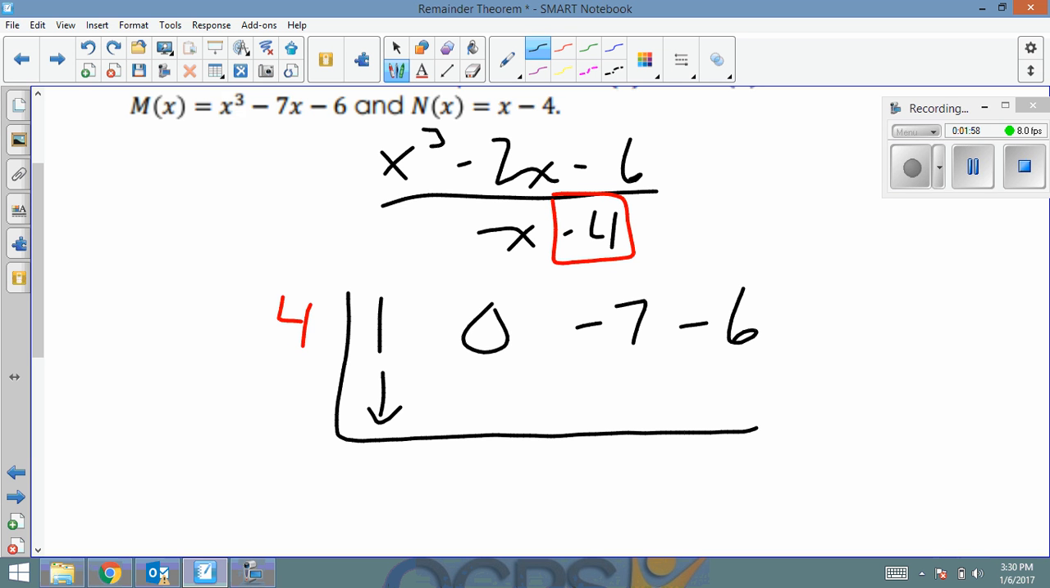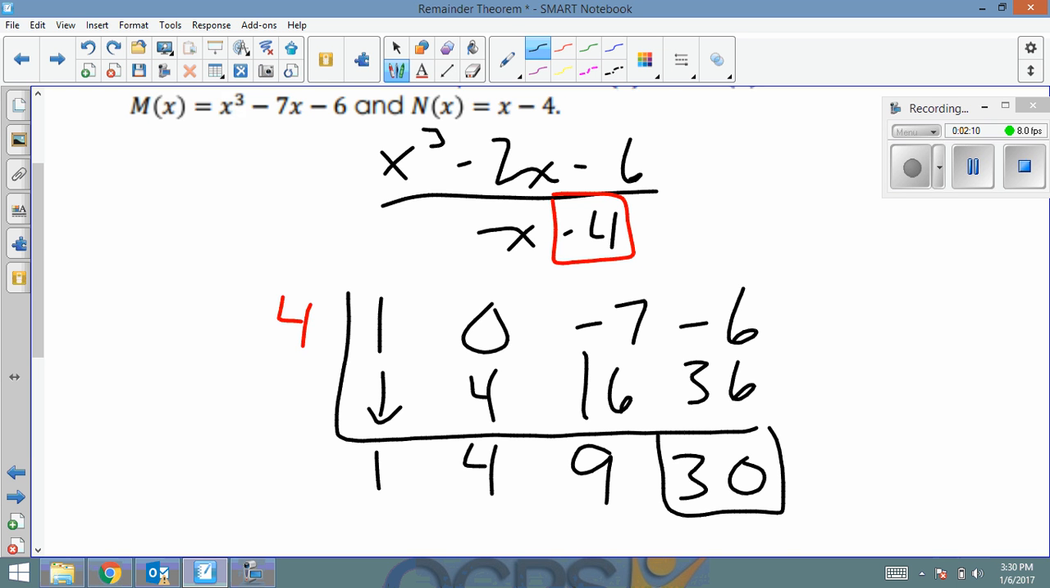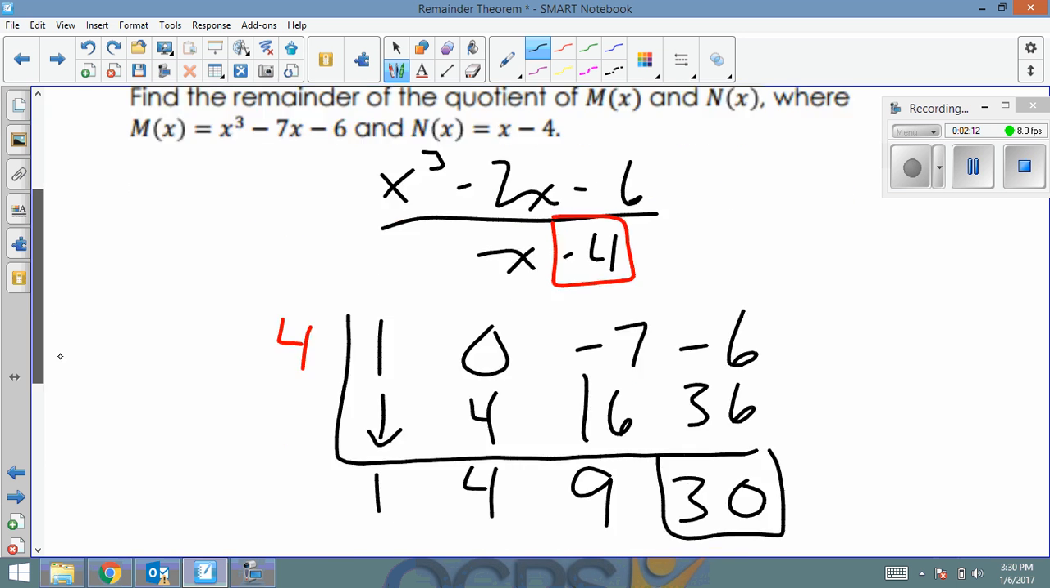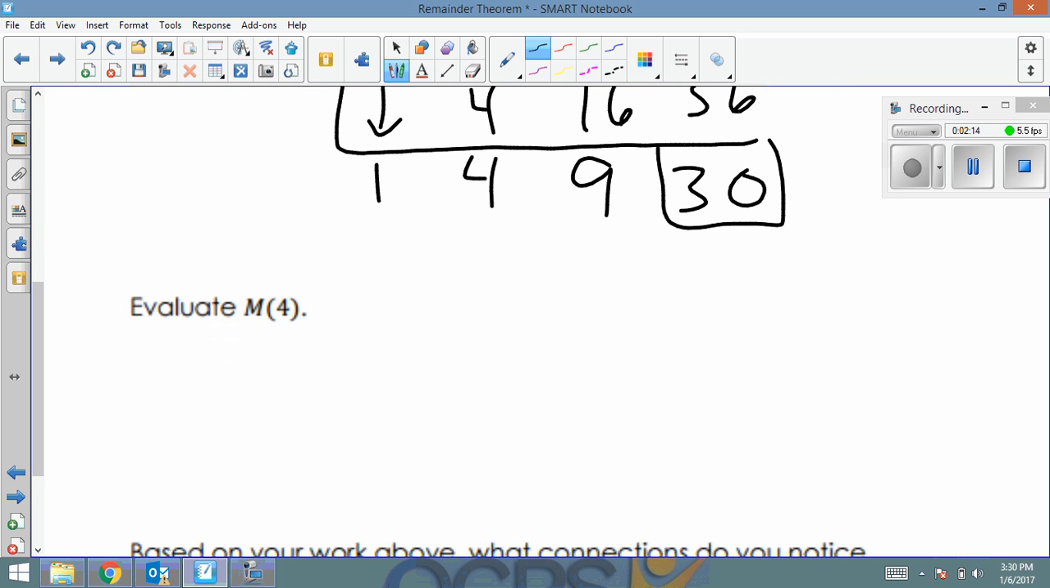Bring it down and multiply. So that'd be 4, which when we add is 4. We got 16. When we add, that's 9. Then we have 36. So when we add that, we get a remainder of 30. So it asks, what is our remainder? So in this case, our remainder, or our r, is equal to 30.